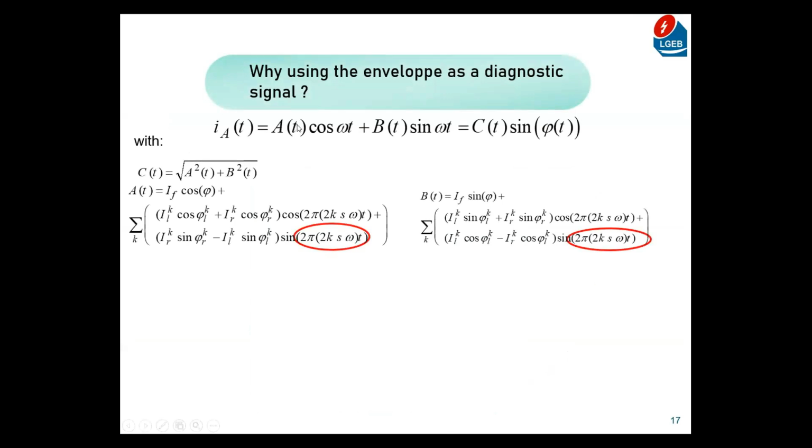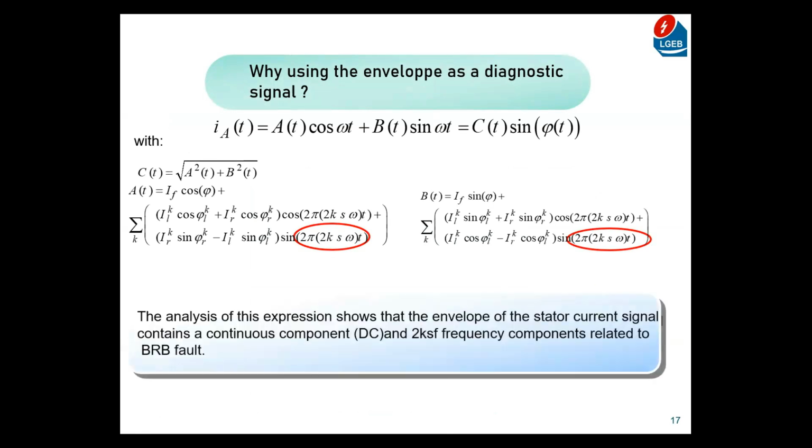Technically, this equation presents the stator current signal and its envelope. We can observe here in the red circle that the envelope of the stator signal contains a continuous DC component plus the main information of the fault, denoted as 2 k s f, the frequency signature of the fault component related to the rotor bar. This is why we use the envelope as the diagnostic signal.